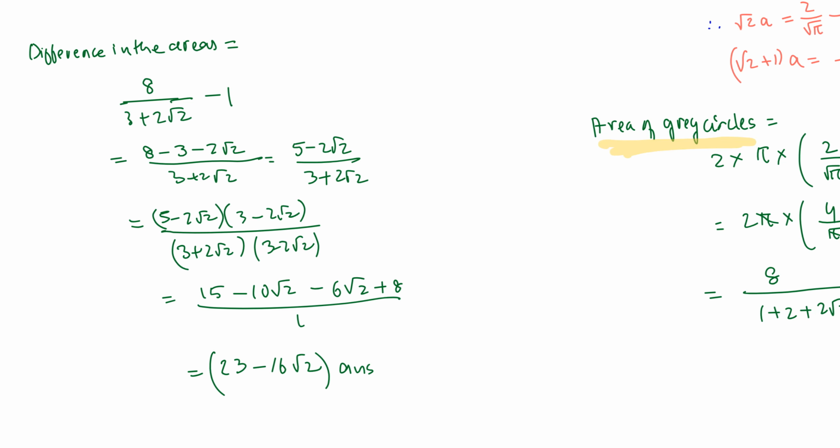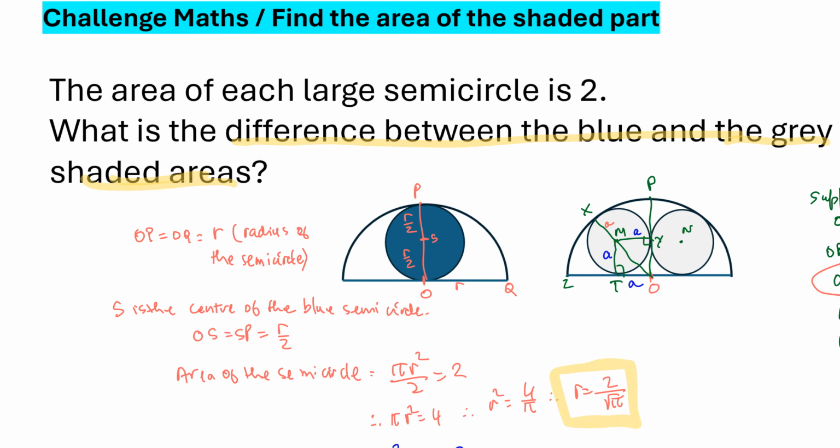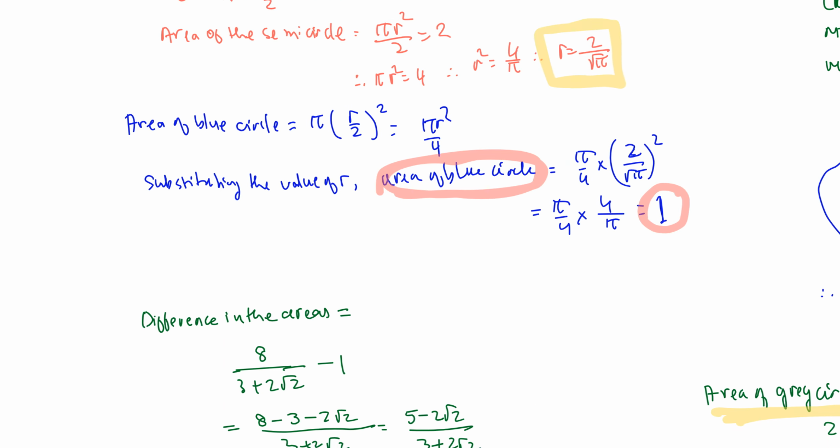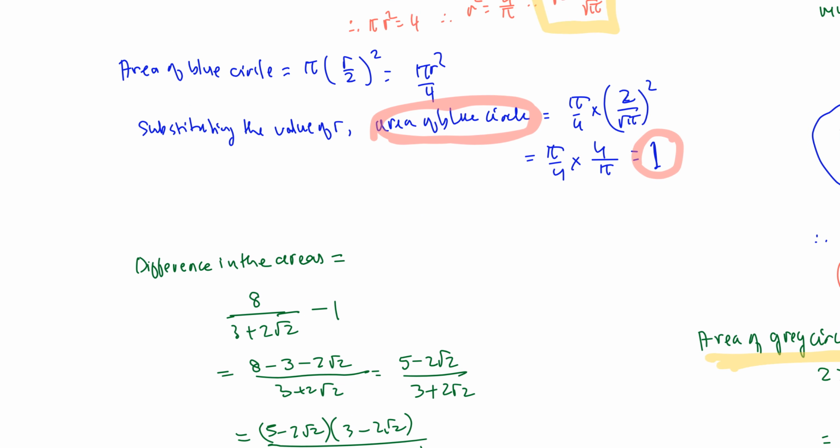Sorry, this is 1, right? So then the answer is 23 minus 16 root 2. Once again, I highlight it. So that's the answer, 23 minus 16 root 2. So the difference is 23 minus 16 root 2.